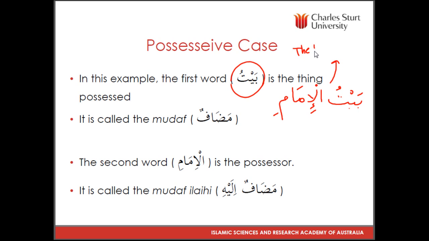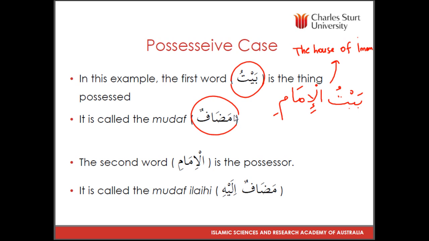Imam. Bayt is the thing that is possessed. Imam, the second noun, is the possessor. Imam's house, the house of Imam. So it is called Mudafun ilayhi.